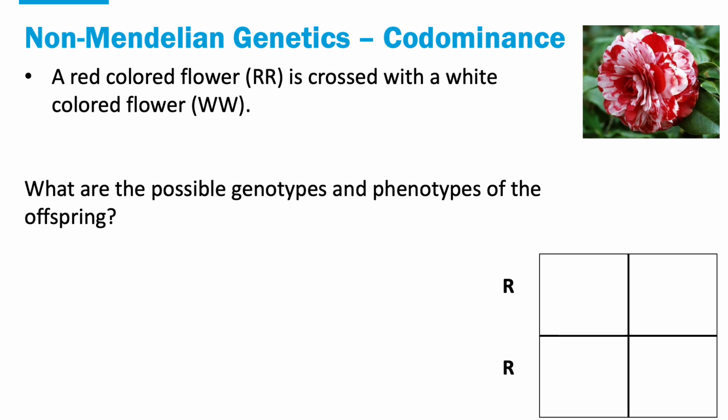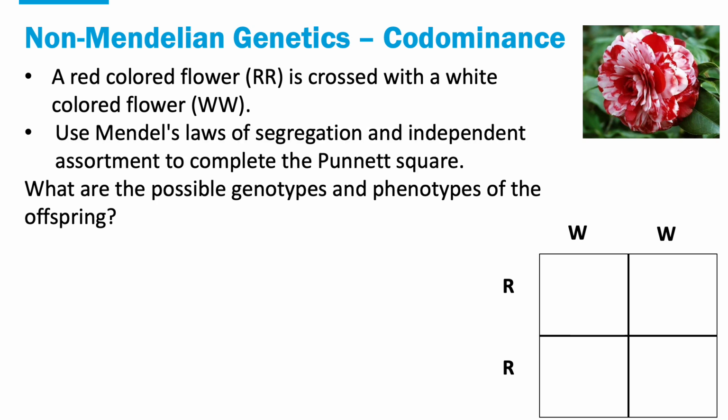If we were to look at the possible genotypes and phenotypes for the offspring, we need to first complete our Punnett square. We've got to set up our gametes, separating out our red alleles and our white alleles. And then we fill in our Punnett square. Using the laws of segregation and independent assortment, we can fill in our Punnett square, and we'll see that we have R and W both being represented. Again, these are going to be codominant. They're like co-workers. They both show up together. So we're seeing red and white represented in our flower.